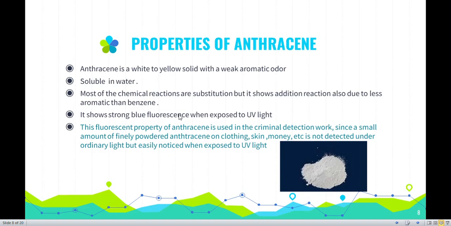This fluorescent property of anthracene is used in criminal detection work, since a small amount of finely powdered anthracene on clothing, skin, money, etc. is not detected under ordinary light but is easily noticed when exposed to UV light. So this is the advantage of anthracene.